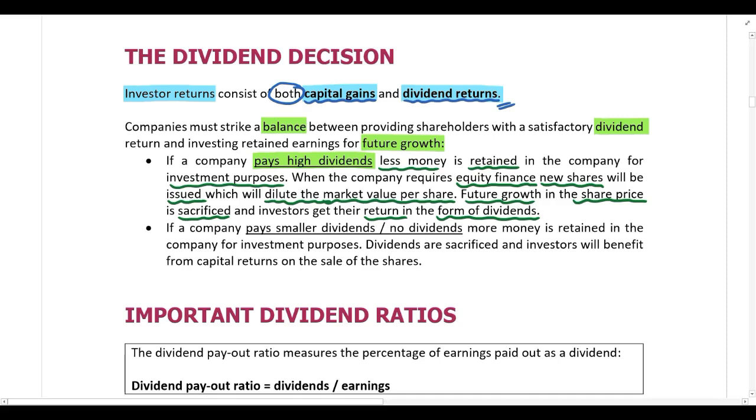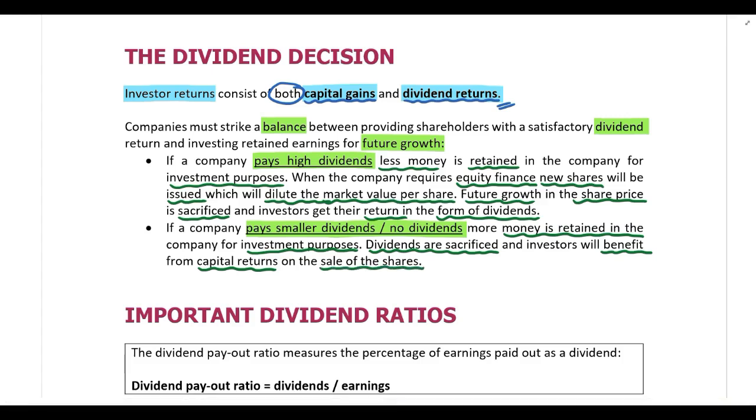On the other hand, if you invest in a company that pays smaller or no dividends at all, that means that the money is being retained in the company for investment purposes. They are not paying out all of their retained earnings as a dividend. They are keeping the money for investment purposes. So in the future, when there are profitable investments, they won't need to issue new shares to raise equity finance. They already have the money in the company. They use that money. So if you invest in a company that pays smaller dividends or no dividends at all, obviously you are going to sacrifice your return in the form of dividends. You don't get a dividend. However, you will hopefully benefit from capital returns one day when you sell your shares.